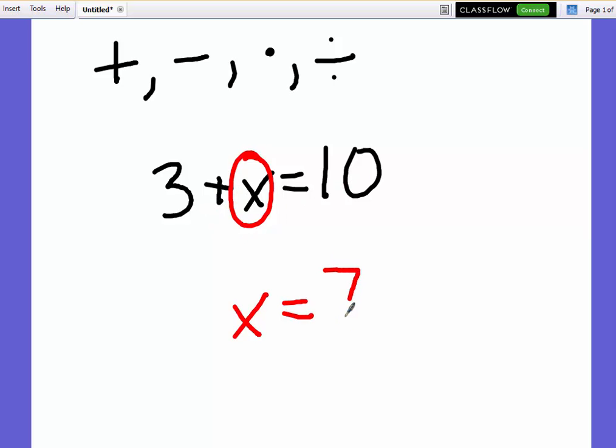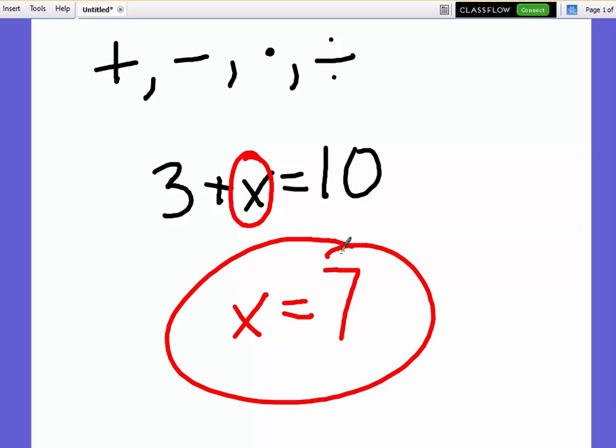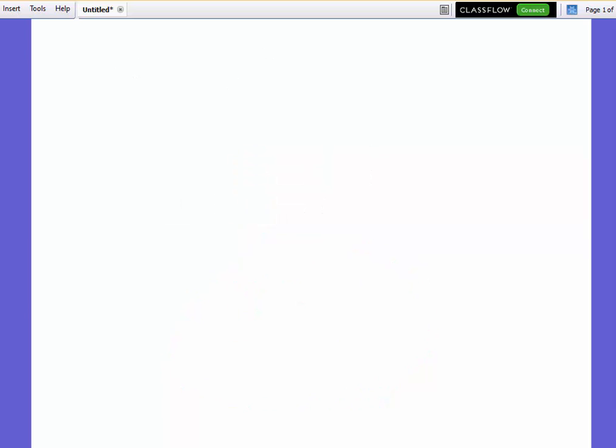But what we're going to focus on today is you showing me how you got that 7. So I don't want to see any mental math. I want you to actually write your work out. So we have some steps we need to follow. Our steps are, we rewrite the problem. We do that for pretty much all of our math problems.